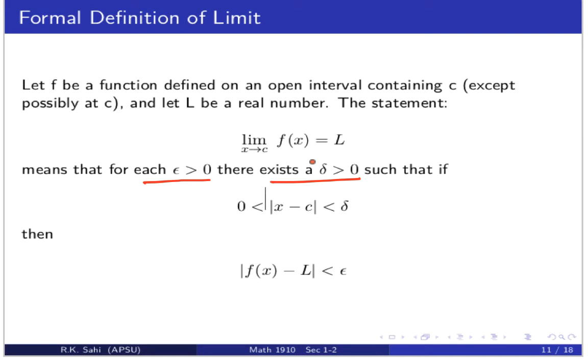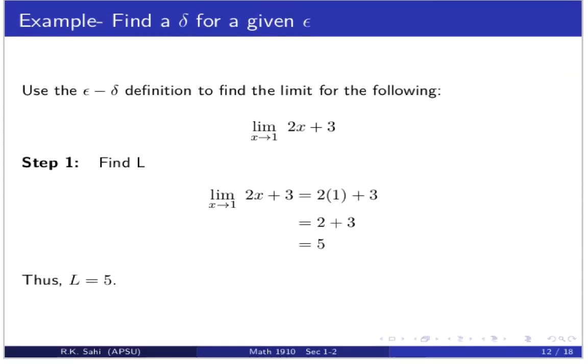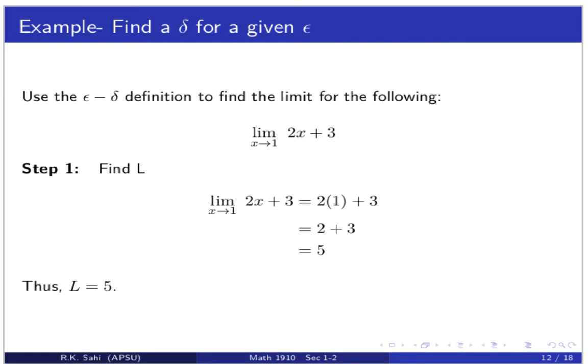So I'm not going to go further into this formal definition. I'm going to use it to show you, with the help of an example, how to find the deltas for a given epsilon. That's what we're going to focus on. So let's start with an example. We will use the epsilon-delta definition to find the limit for the following: the limit of 2x + 3 as x approaches 1.